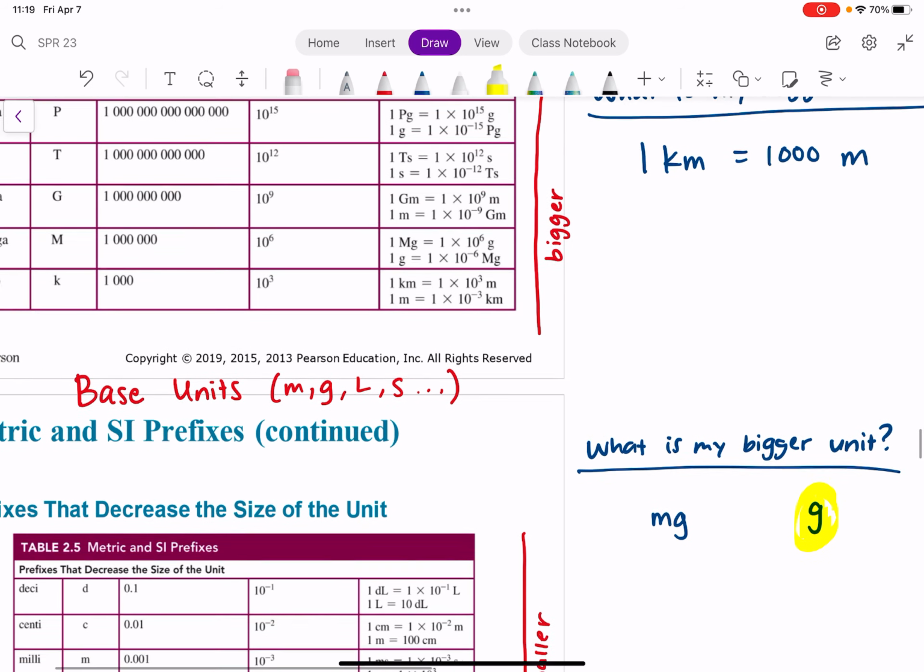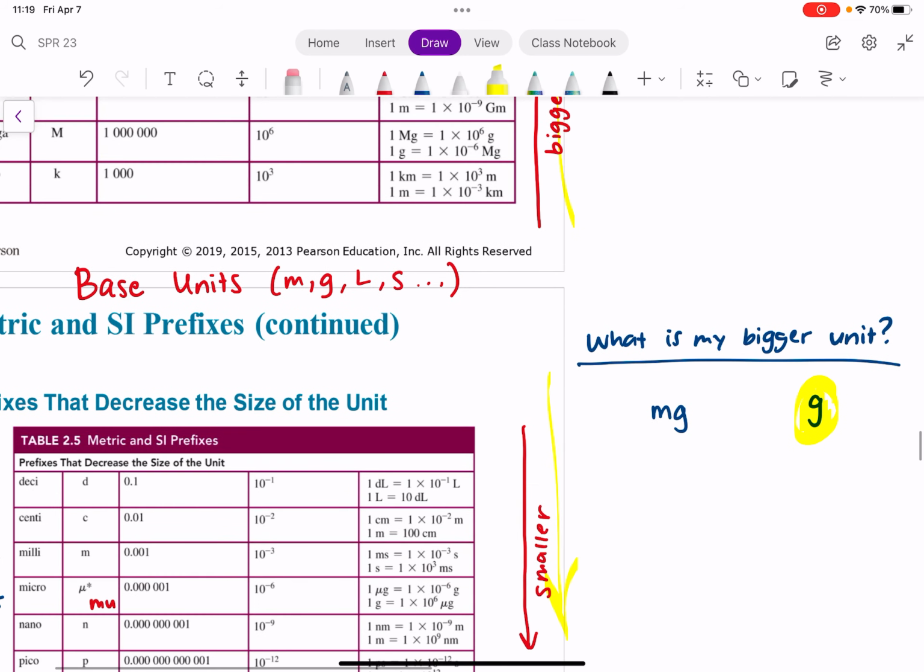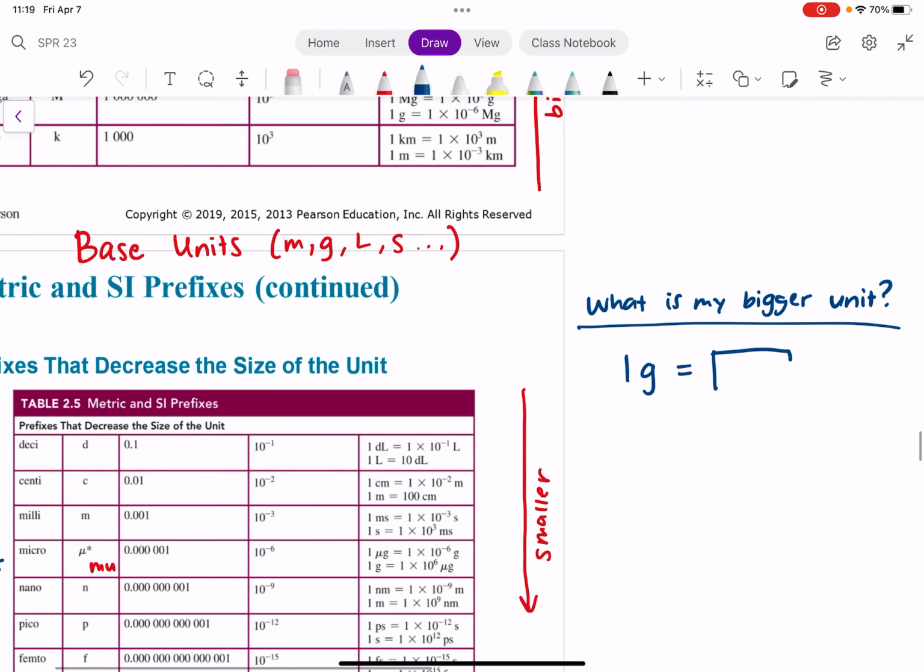Okay, remember, as I go up this way, I'm getting bigger, and as I go down this way, we're getting smaller. So grams are the larger unit. Let's think about, remember, we want to know how many small units are in one of my big unit. So 1 gram is my big unit, and milligrams, I want to know what goes in this box. How many milligrams are in 1 gram? Pause the video, think about it. Okay, what number goes in here?